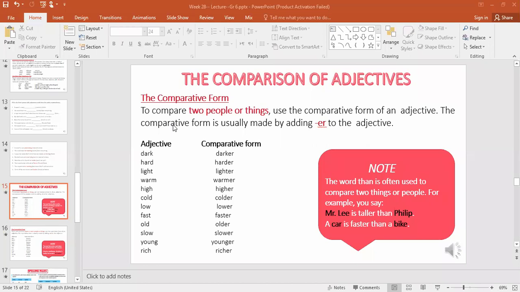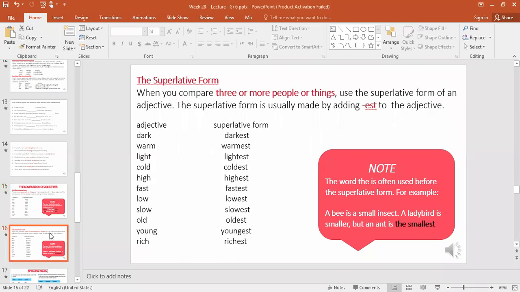So, to compare two people, two things, or two places, I have to use the comparative form of adjectives, which is adding ER. Clear till now? Yes. Let's move now to the second part, which is the superlative form of adjectives. What do I mean by the superlative form of an adjective?